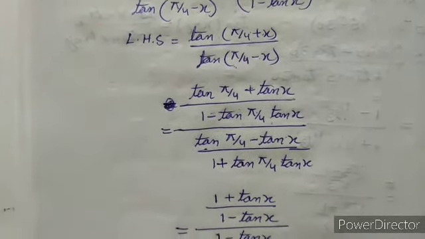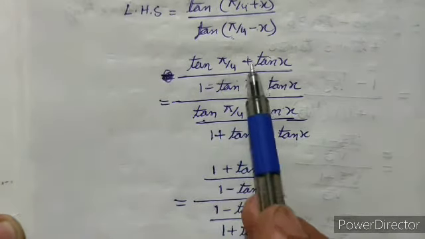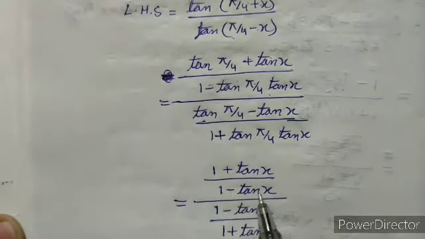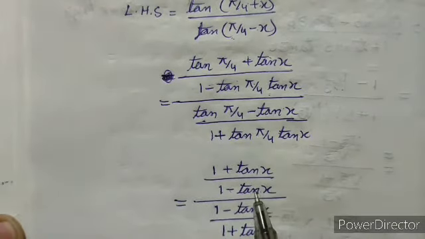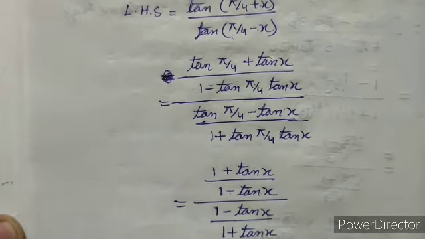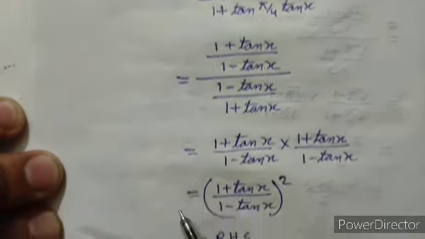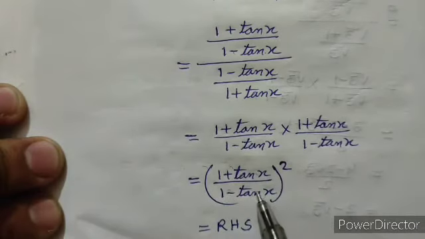Now on putting the value of tan π/4, which is equal to 1, so this will be (1 + tan x) upon (1 − tan x). Now 1 into tan x will be equal to (1 − tan x) upon (1 + tan x), which gives us the answer as ((1 + tan x) upon (1 − tan x)) whole square, which was equal to the right hand side.